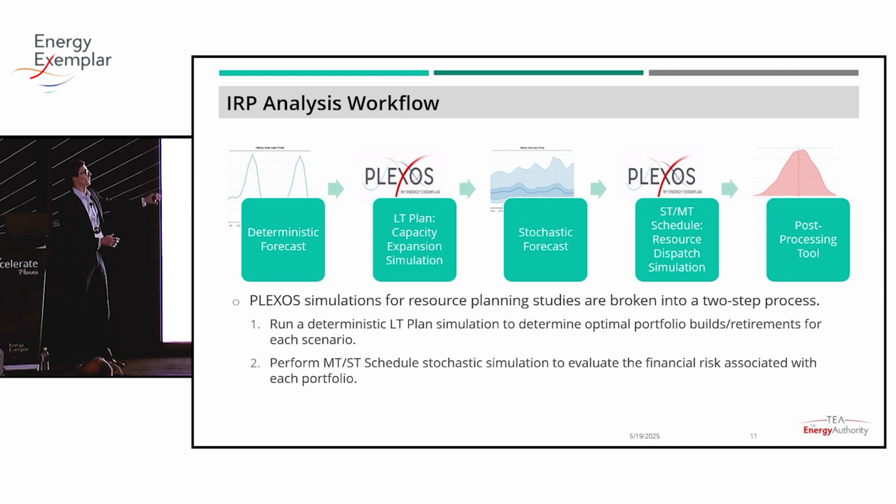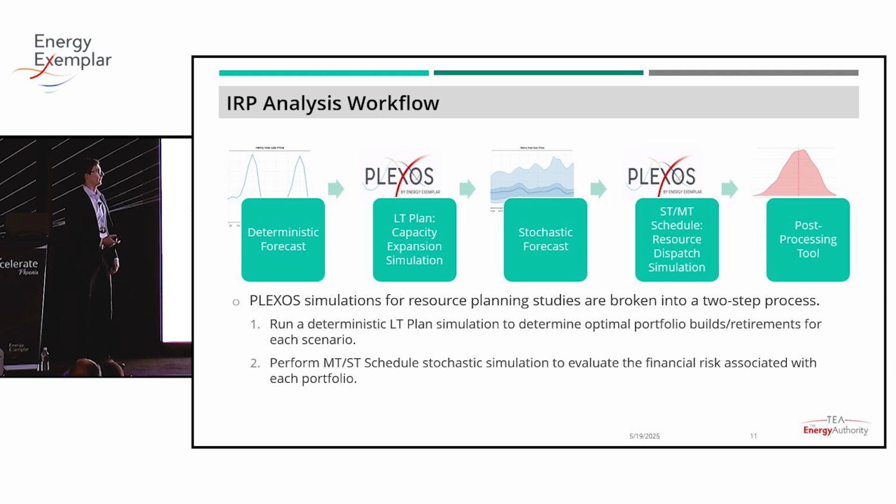So this is what the workflow looks like for us integrating those stochastics into our IRP studies. We start with a deterministic forecast, just one simulation. We run that through an LT plan in Plexos, again determining optimal resource investment or retirement decisions across a 20-year period. The next step is we generate a stochastic forecast for, again, things like commodity prices, utilities load volume, as well as renewable generation.